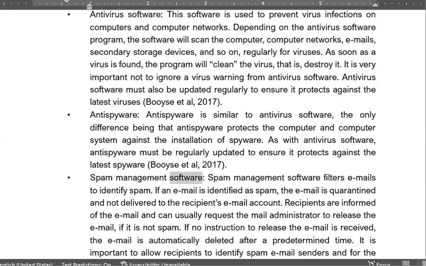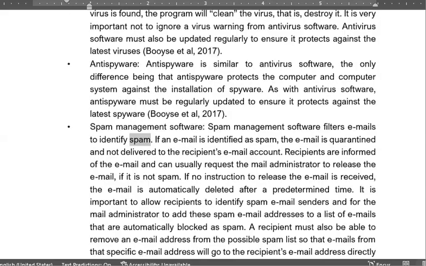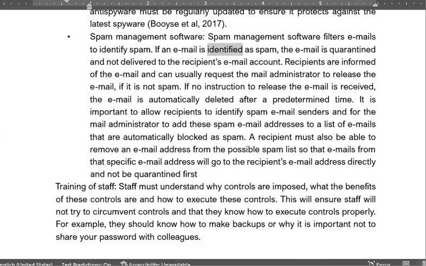Spam management software. Spam management software filters emails to identify spam. If an email is identified as spam, the email is quarantined and not delivered to the recipient's email account. Recipients are informed of the email and can usually request the mail administrator to release the email if it is not spam. If no instruction to release the email is received, the email is automatically deleted after a predetermined time.